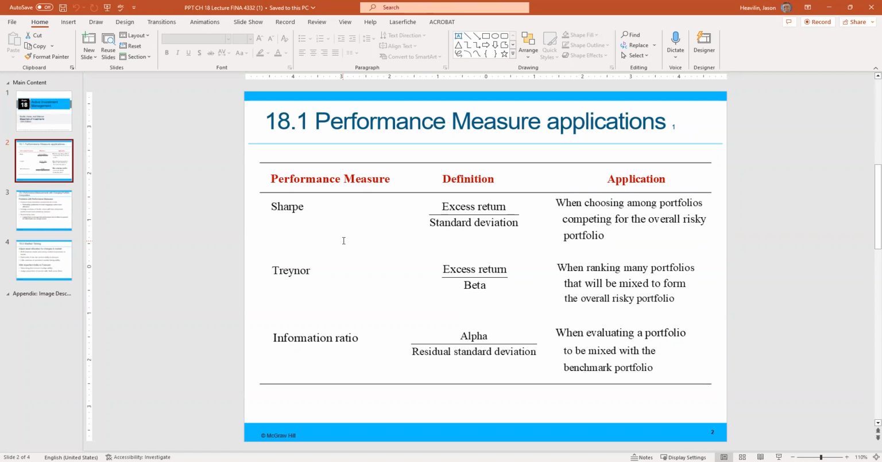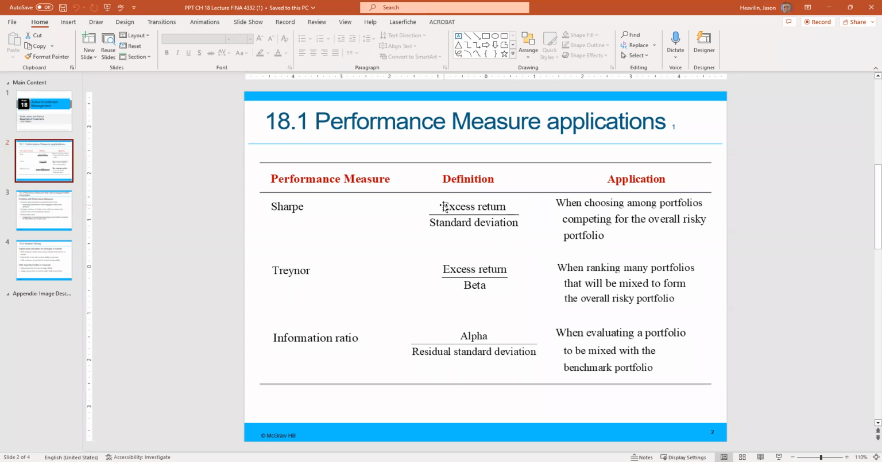We have the Sharpe ratio here on top, the Treynor ratio, and the information ratio. Under definition, what you really have is the formula. Excess return here would be the returns of the portfolio minus the risk-free rate. And that's what we're going to call excess return. Same excess return down here.